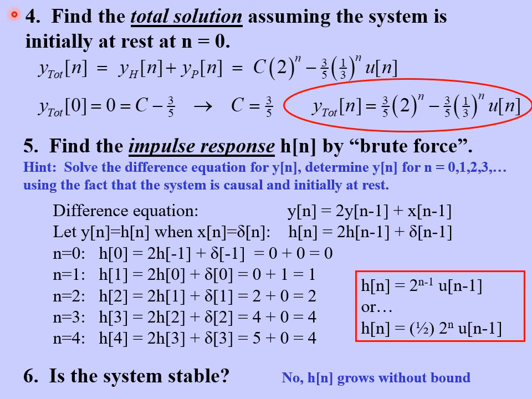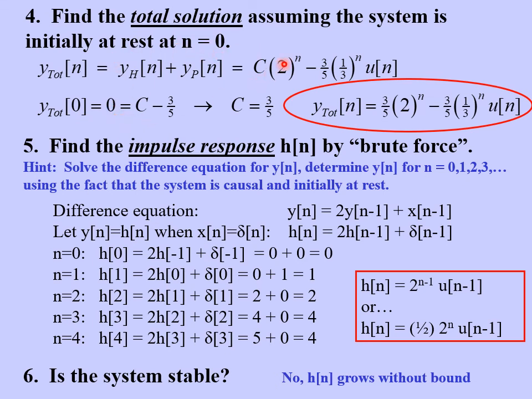Question 4, find the total solution assuming the system is initially at rest at n equals 0. Well, the total solution, remember, is just the sum of the homogeneous solution, y sub h, plus the particular solution, y sub p. So here those two solutions are added together. Now notice we haven't determined what this constant c is yet, but we can figure that out easily enough from the initial condition. So the total solution when n is 0 is equal to 0, because we're told that it's at rest at n equals 0.